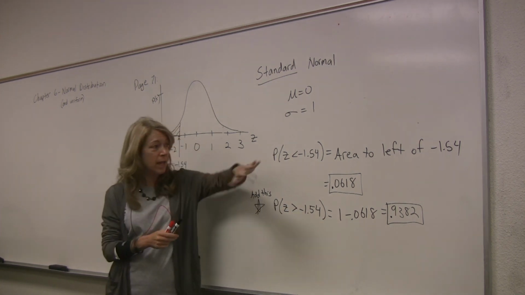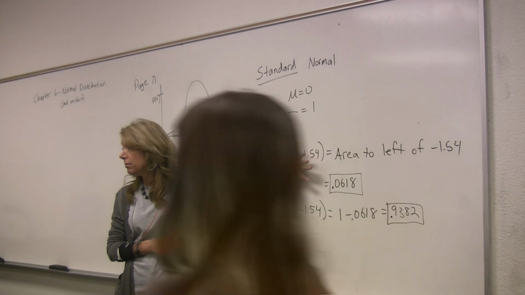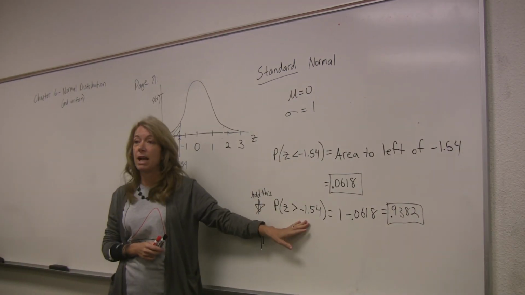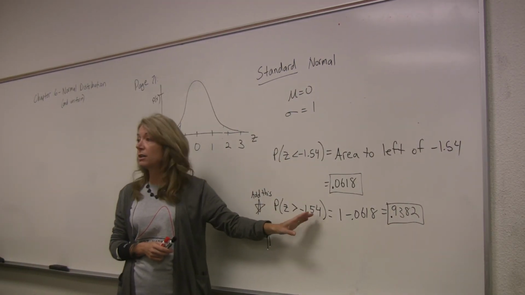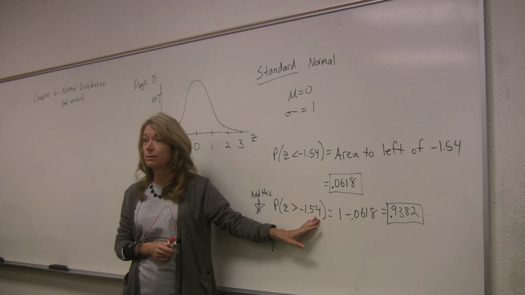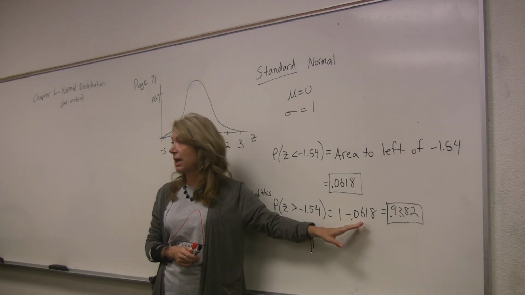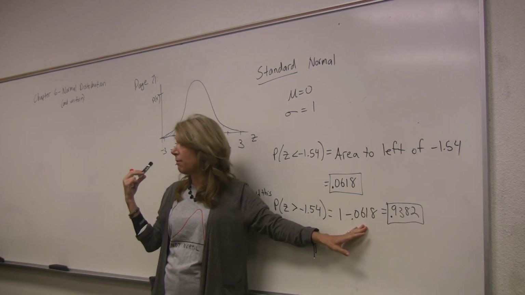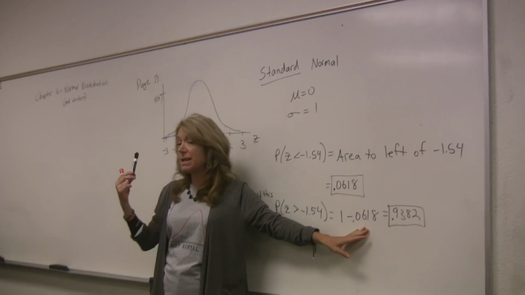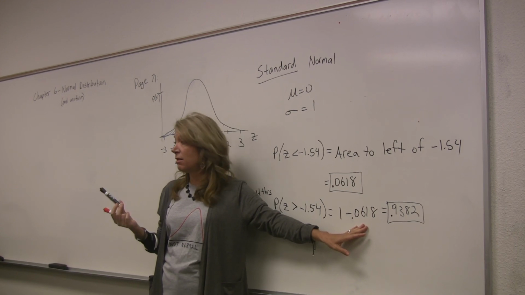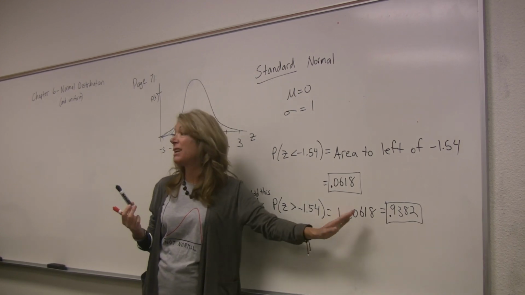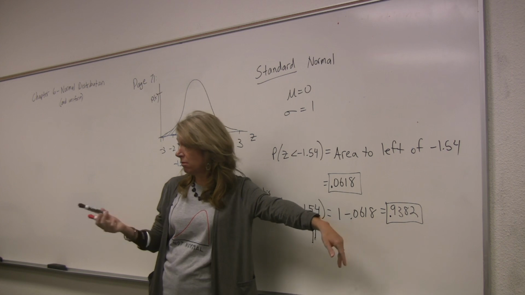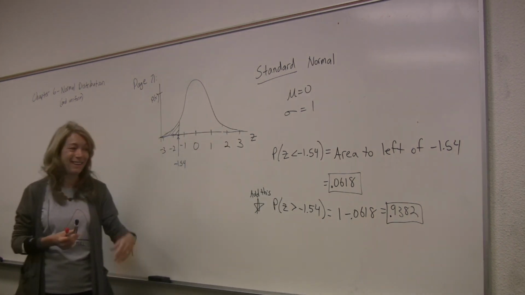So if we had never done the first problem, and I just asked you the second problem that I made up here, I would have still looked up negative 1.54 and found this 0.0618. I, of course, would have drawn the picture so I would see that I looked up area to the left. But now that I have the area to the left, because it's greater than, I'm going to take 1 minus that to get the area to the right. You finish writing that down while I was talking about it? Okay.